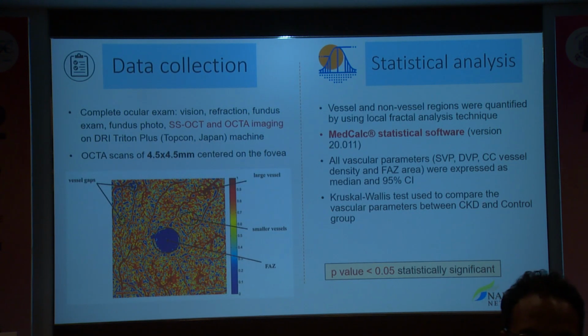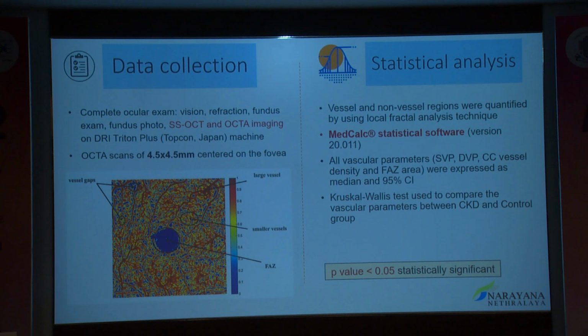Coming to data collection, all participants of the study underwent a complete ocular exam, including vision, refraction, fundus exam, fundus photography, and swept source OCT and OCTA imaging on the DRI Triton Plus machine. OCTA scans of 4.5 by 4.5 millimeters centered on the fovea were captured. In this image, we can see the red areas are the vessel areas and the blue areas are the non-vessel areas. And in the center, we can see the FAZ.